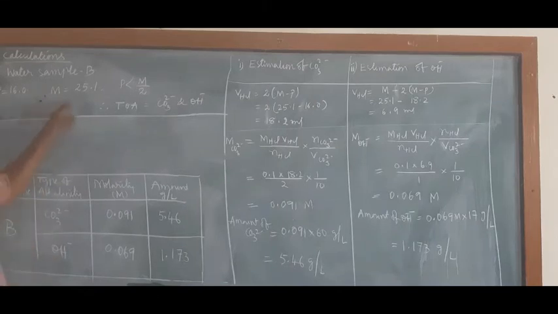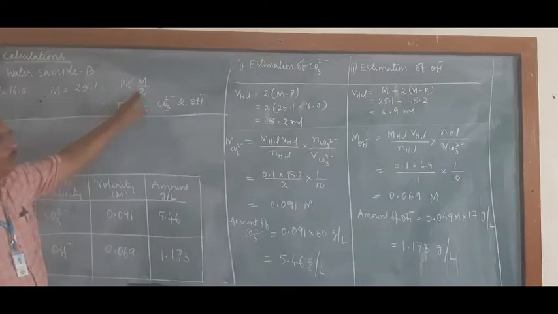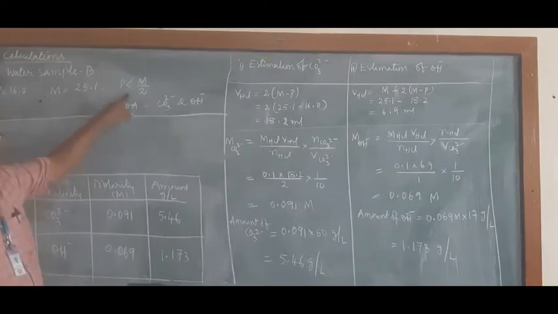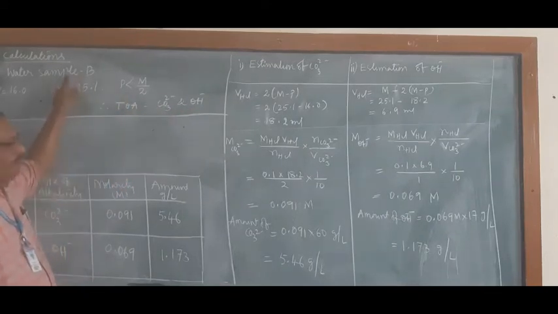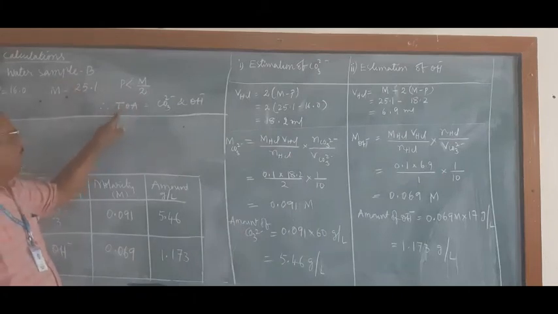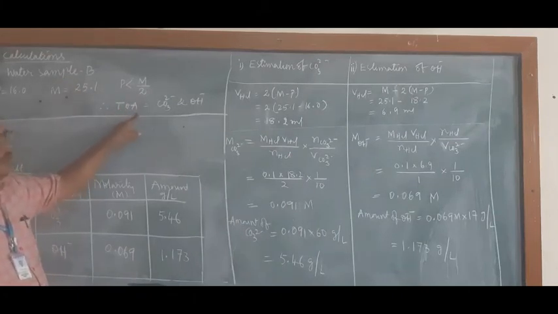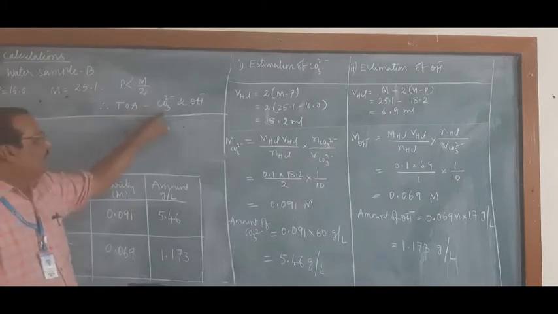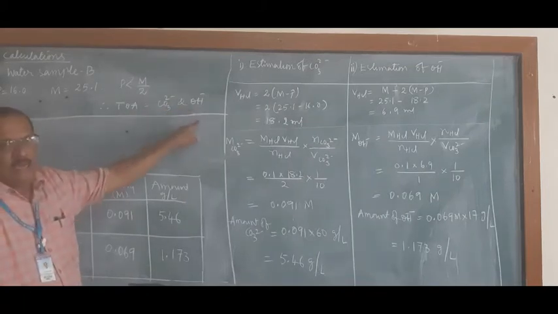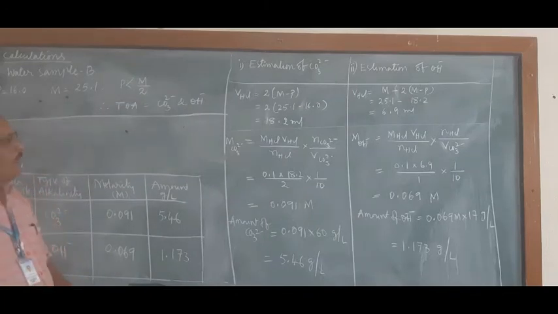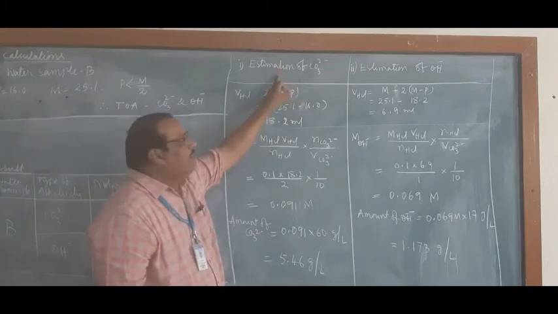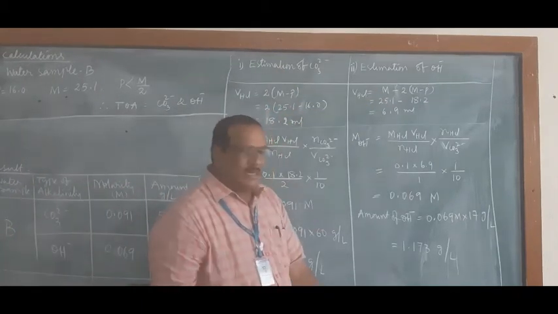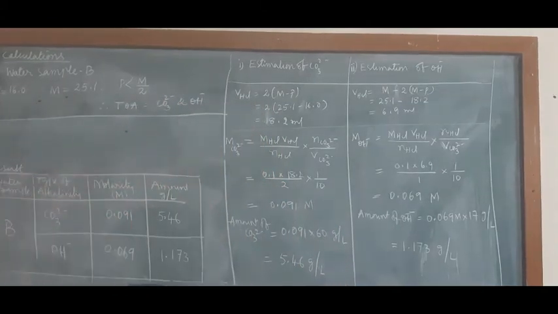The relation between these two is P greater than M by 2. Then for the type of alkalinity, this relation is indicating that carbonate and hydroxide both are present in water sample B. Type of alkalinity, TOA, means we have to estimate carbonate as well as hydroxide in water sample B. Let us see this one. Estimation of carbonate in water sample B and estimation of hydroxide in water sample B.